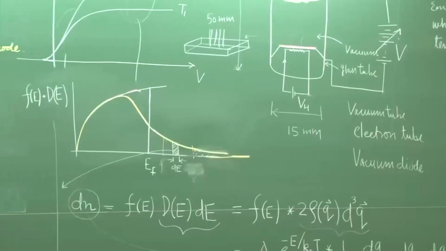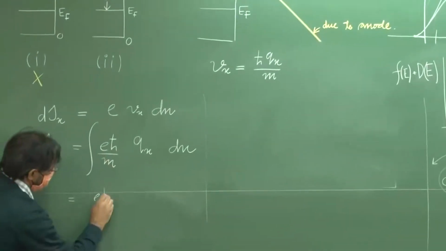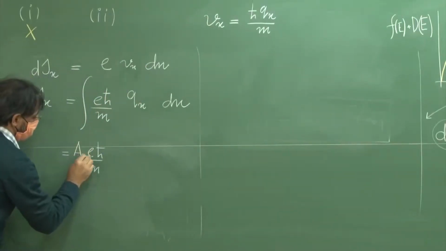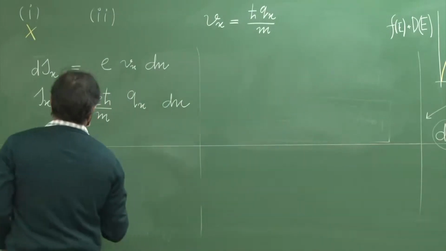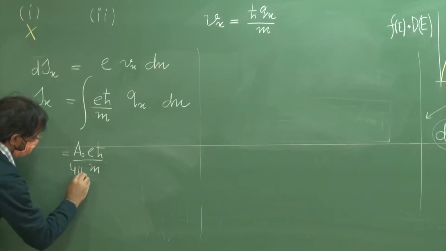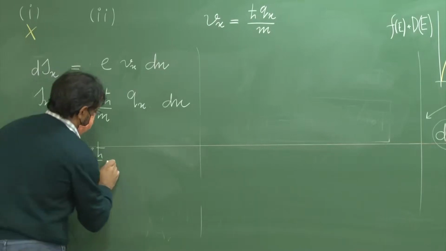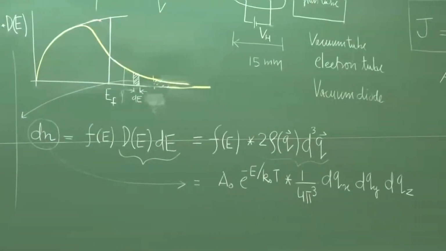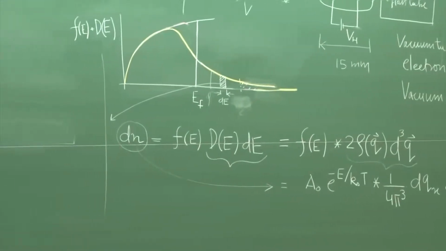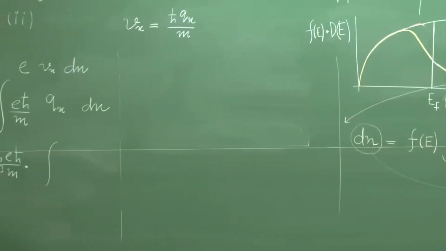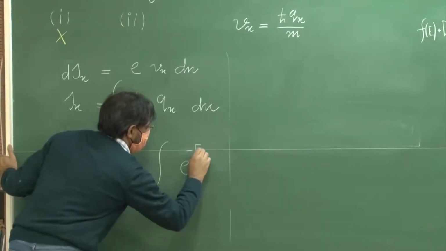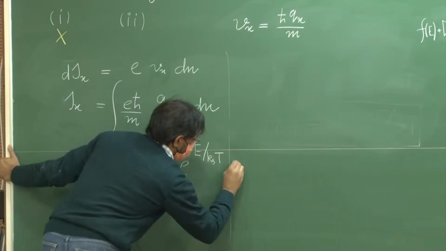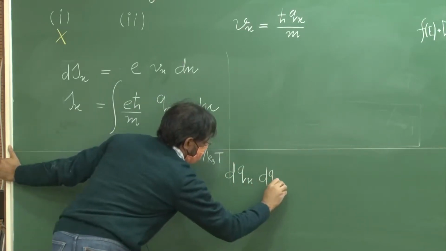So you just need to now plug in the numbers. So e h bar by m is going to come out, and for dn we will write that. From there we get A naught out, and what else do we get out? And 1 by 4 pi cube out. So 4 pi cube, right? And then inside we have qx, dqx, qy, dqy, like this. So we have the integral of e to the power minus E by kBT times qx times dqx dqy and dqz.